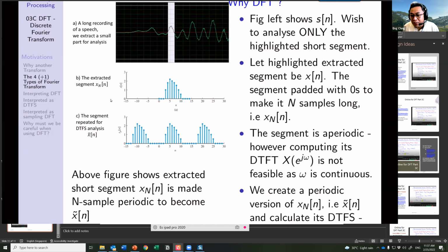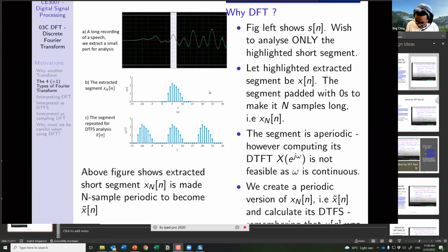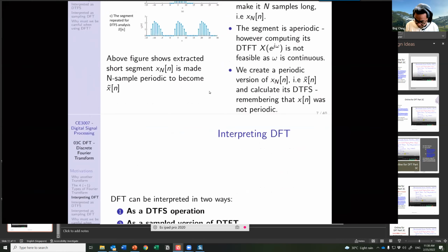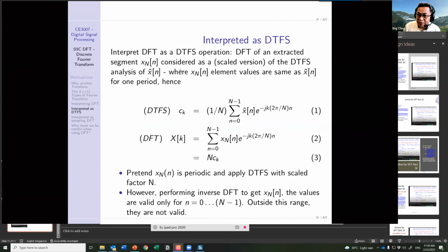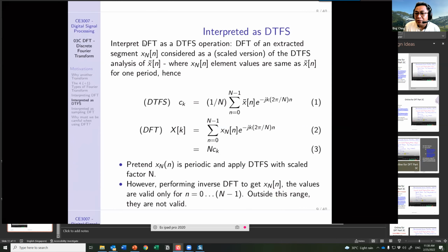What is outside here, we do not know. But in the DFT world, when you perform DFT and inverse DFT, you technically can generate this signal here and this signal here, but you'll be totally wrong. Okay. All right. So how can we interpret DFT and DTFS? So DFT and DTFS is nothing but a scaled version of each other. That's the first point. You can read the slides.